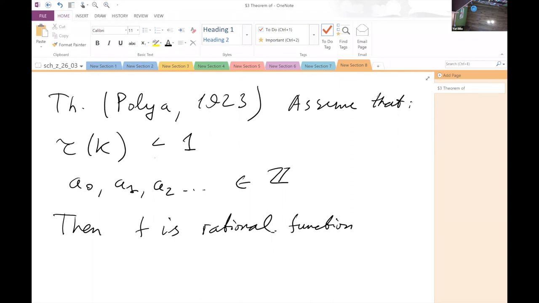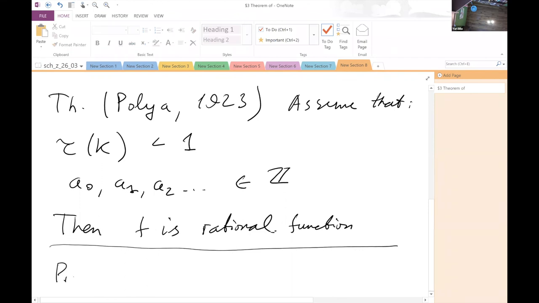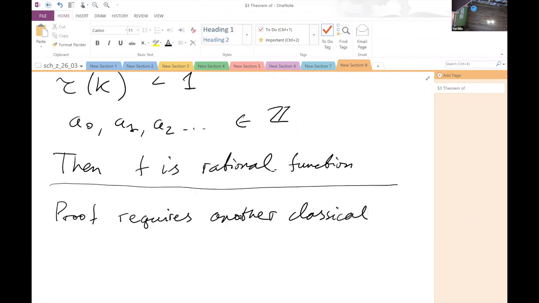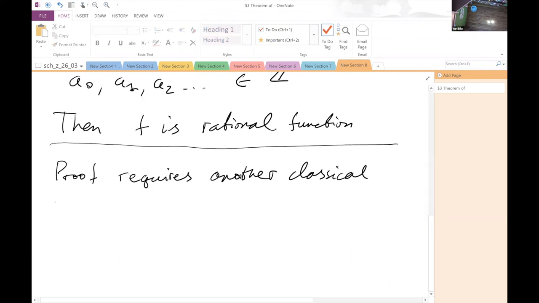And I will prove this theorem in the next lecture. And how will it go? The proof requires another very classical theorem, also a Hungarian theorem: the theorem of Fekete-Szegő.